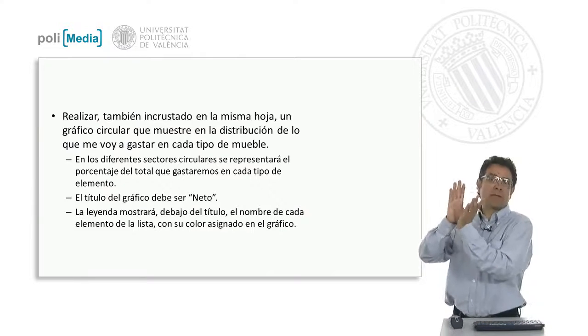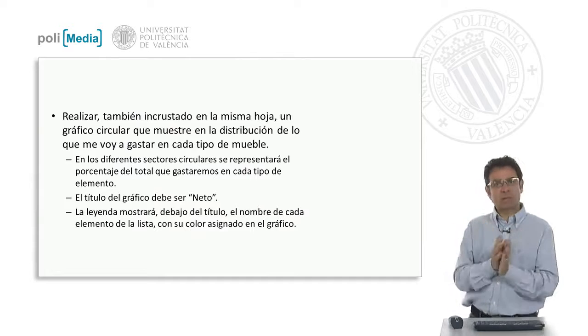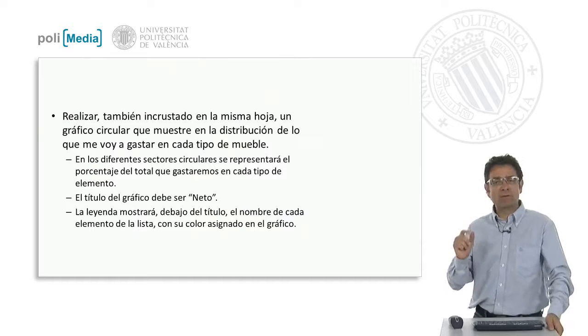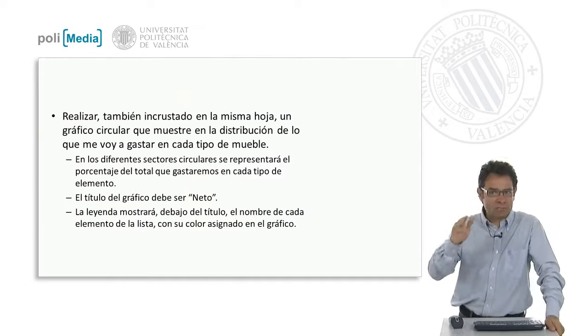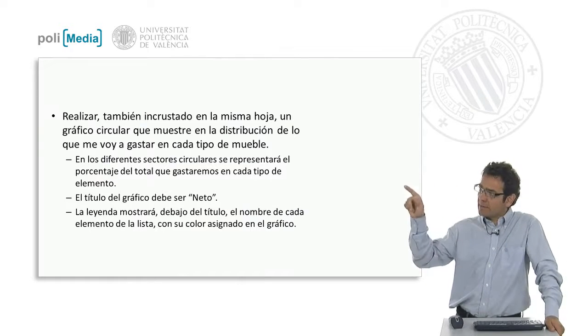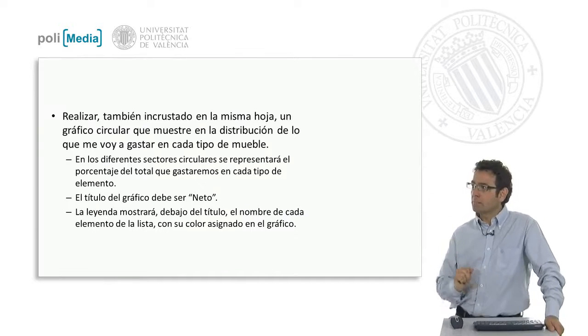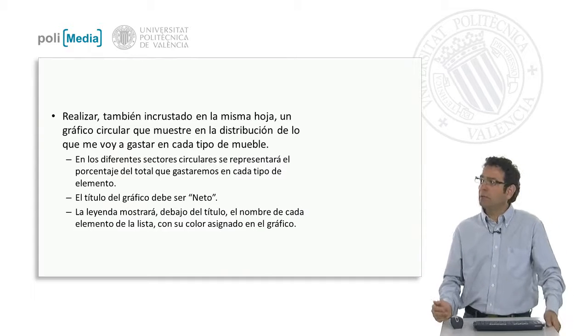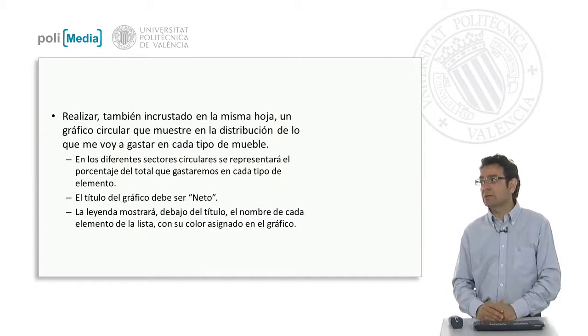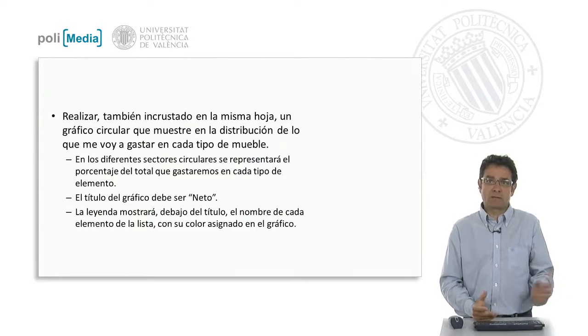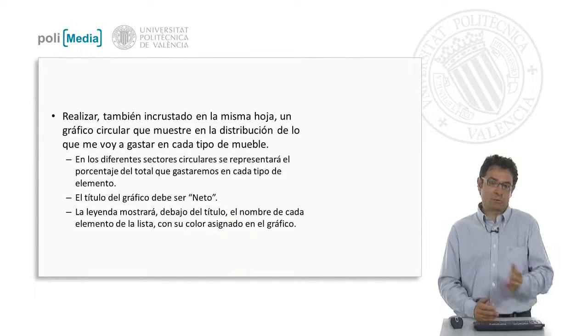Besides the graphical representation of each sector, be it larger or smaller relative to the total amount of money that I'm going to spend on this element, this kind of chair, or this kind of table, we also want the percentage of the total that this represents to be represented in the chart. It tells us that the title should be net and a legend will be displayed underneath the chart, with the name of each element from the list and the color allocated to each sector of the chart.